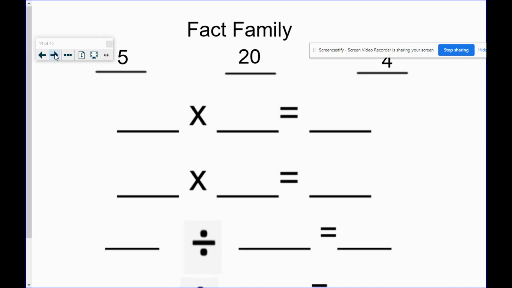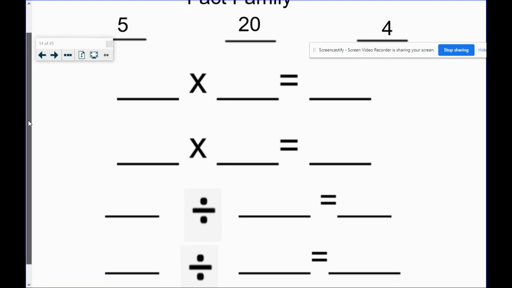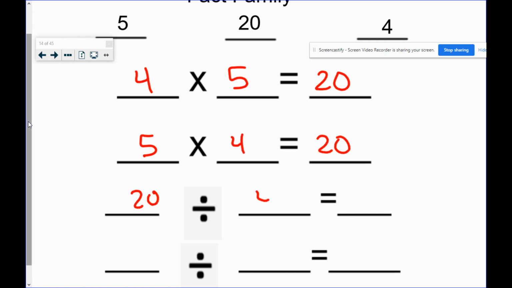Let's try another one. You try making a fact family out of 5, 4, and 20. Two multiplication, two division sentences. And then pause the video, but then check back with me for your answers. 4 times 5 equals 20. 5 times 4 equals 20. 20 divided by 4 equals 5. And then 20 divided by 5 equals 4. You don't even have to know the answers because when you're given the three parts to the fact family, you can just put the pieces of the puzzles together.